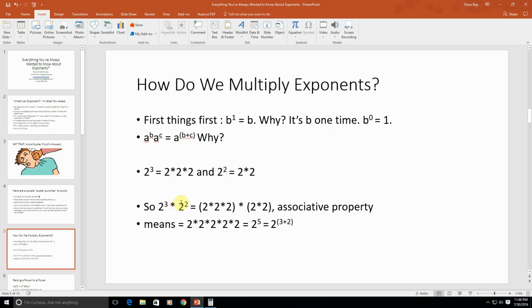So 2 cubed times 2 squared is just going to be 2 times 2 times 2 times 2 times 2. And by the associative property, we can remove the parentheses, so we just get 2 times 2 times 2 times 2 times 2. Notice that there are 5 2's here. That means it's equal to 2 to the 5th, which is equal to 2 to the 3 plus 2.